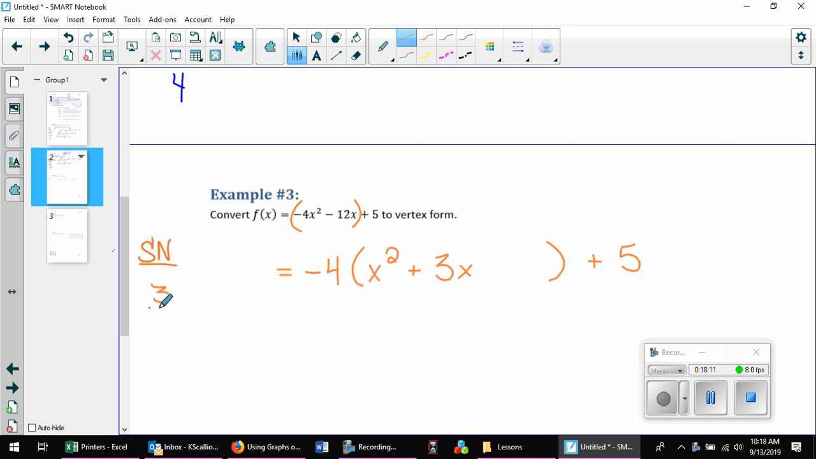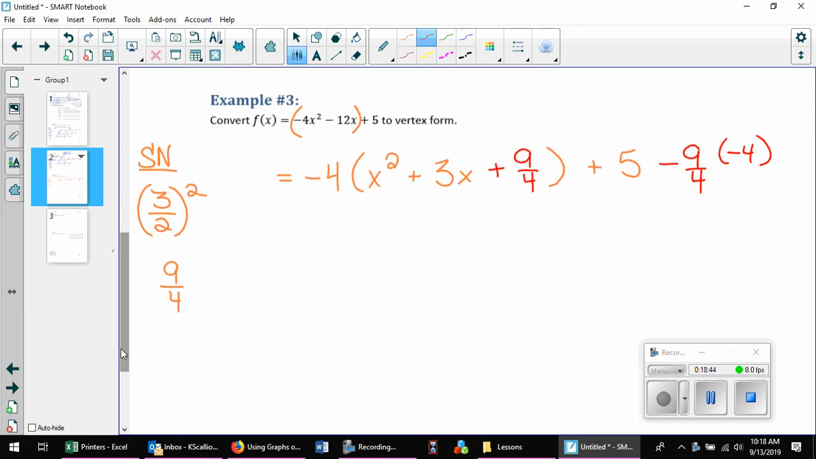Ugly. So we got 3 divided by 2 squared. Anybody need to yet? It's okay to say that it's not your favorite thing. So that means I'm going to add a 9/4 here, and I'm going to minus a 9/4, but it's going to be multiplied by a negative 4. Okay. Orange and red, probably pretty terrible.